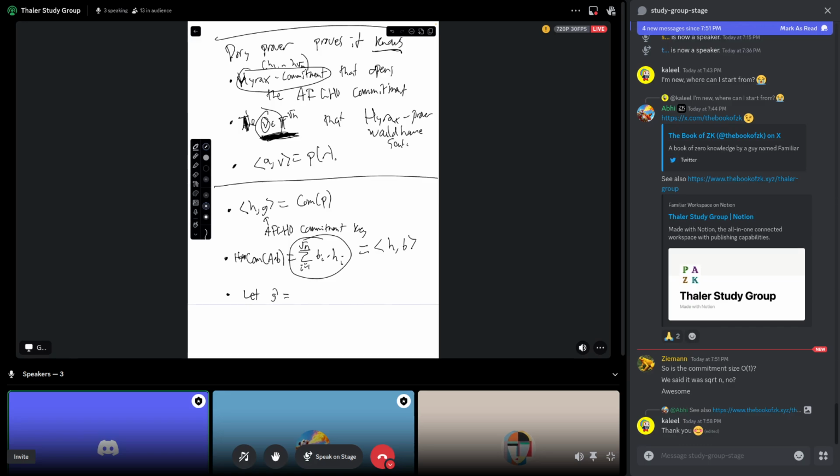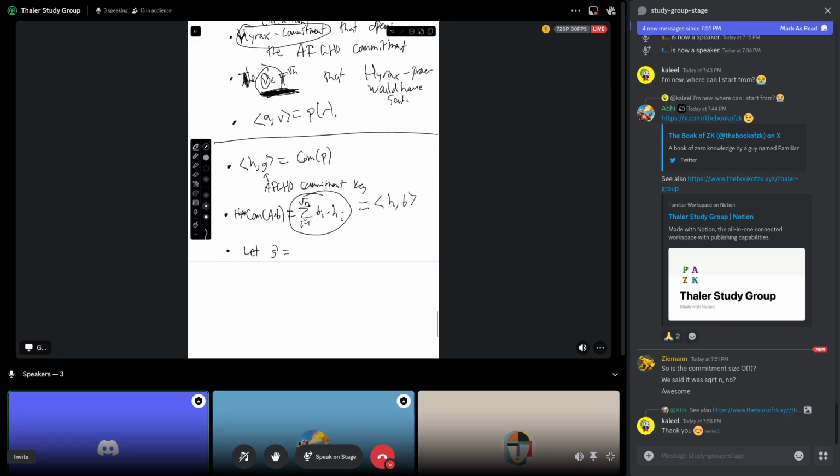Sorry, you see why I don't want to keep track of two different groups, G1 and G2. There are too many commitment keys living in different groups already floating around here. My brain is already fried, and we haven't even gotten to the second part of Dory that improves over bulletproofs yet. So let G prime be the Hyrax commitment key, the Pedersen vector commitment key.